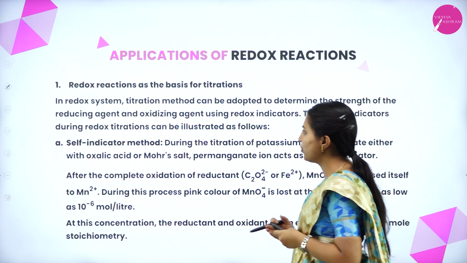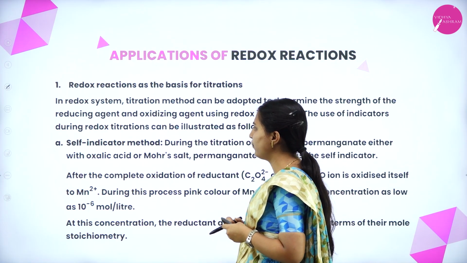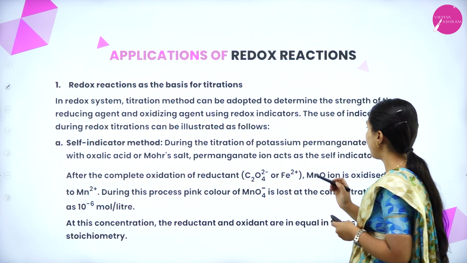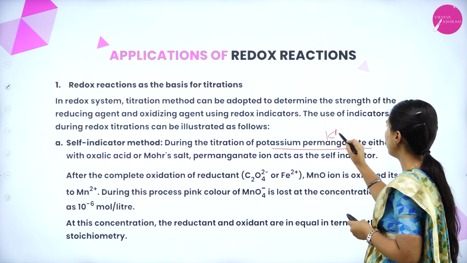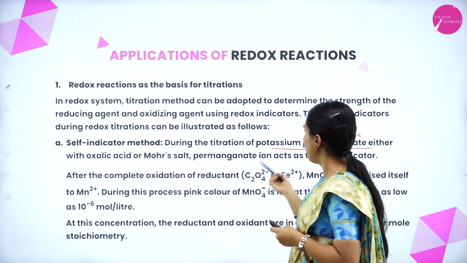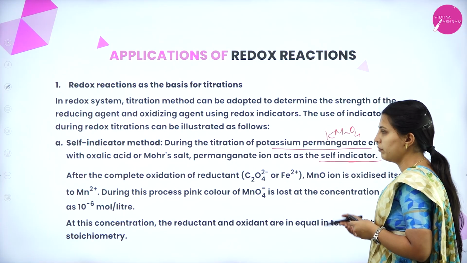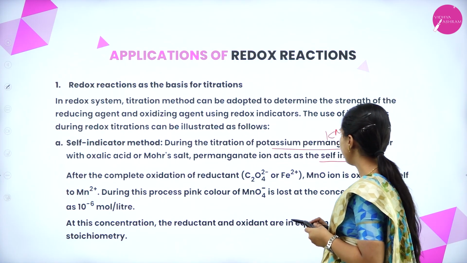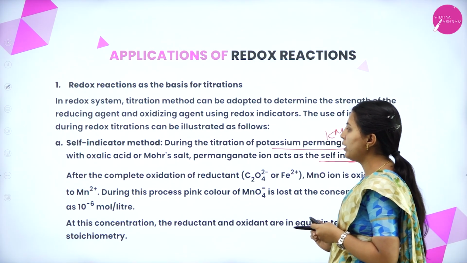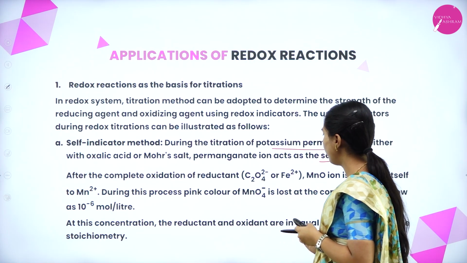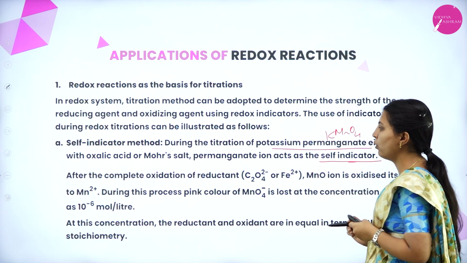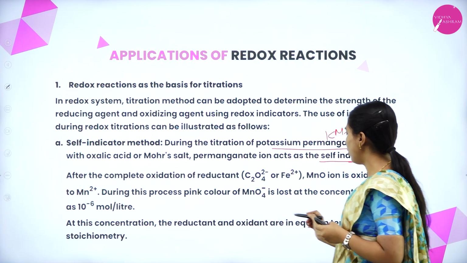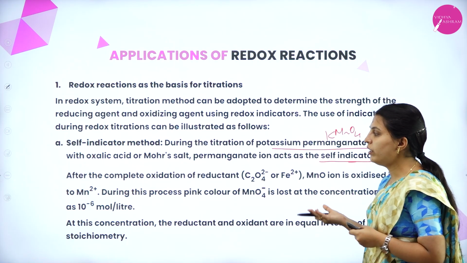The use of indicators during redox titration can be illustrated as follows. They can use the self-indicator method, sometimes KMnO4. During the titration of potassium permanganate, as I told, KMnO4, either with oxalic acid or Mohr's salt, permanganate ion acts as the self-indicator, because it is a colored solution. After the complete oxidation of the reductant, MnO4 minus is reduced itself to Mn2 plus. During the process, the pink color of MnO4 minus is lost at a concentration as low as 10 to the power of minus 6 mole per liter. At this concentration, the reductant and oxidant are equal in terms of their mole stoichiometry.